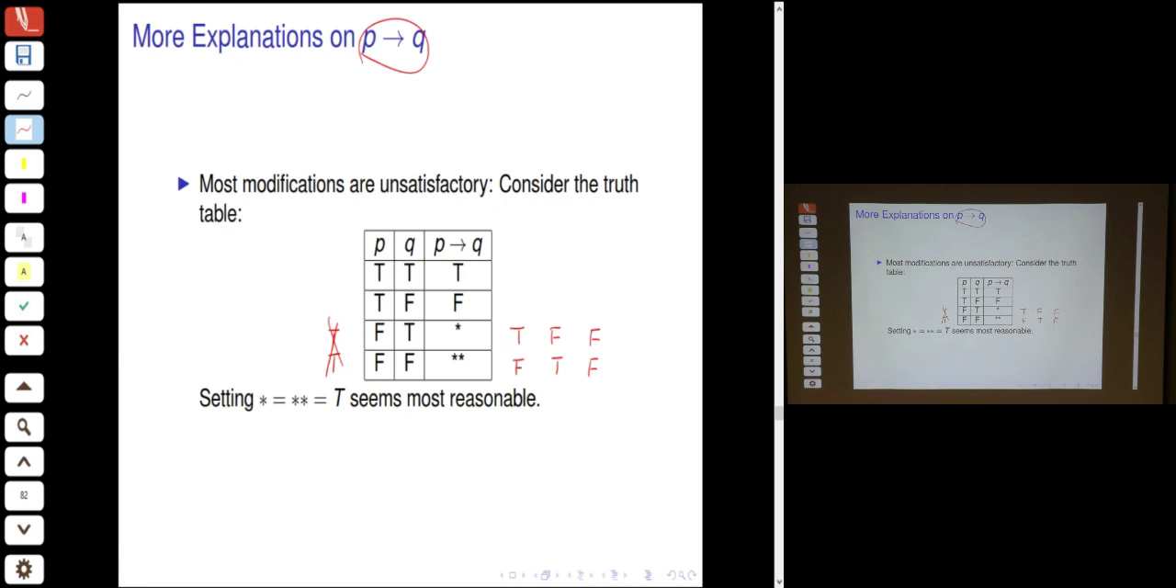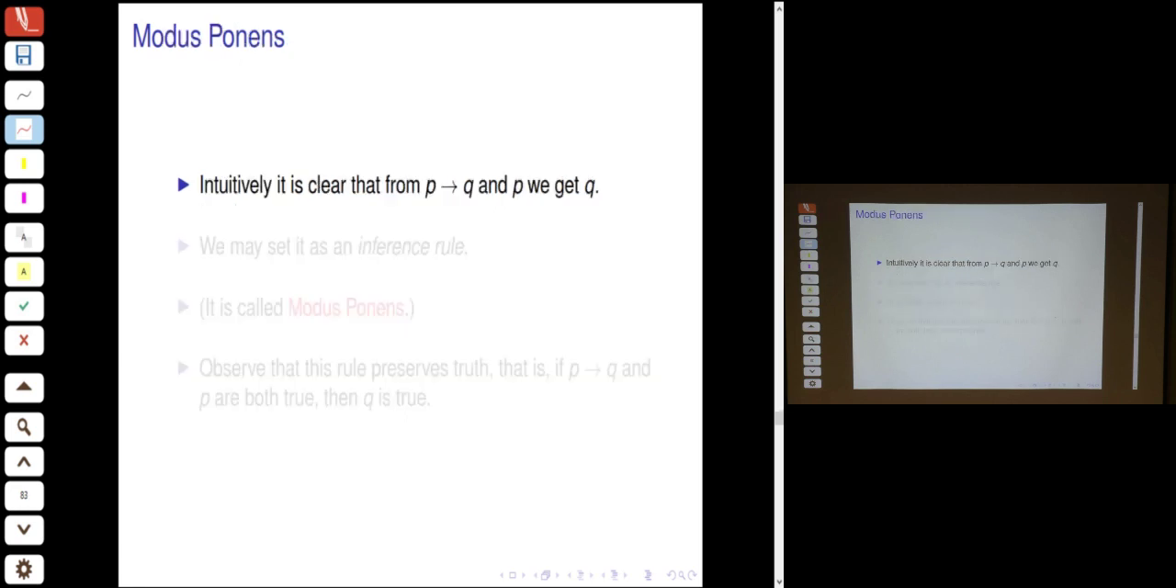Okay. All right. So in the agenda of today, we have three things. One is introduction to logic. The second one is connectives. The third one is logical rules. So here is our last topic, about logical rules.